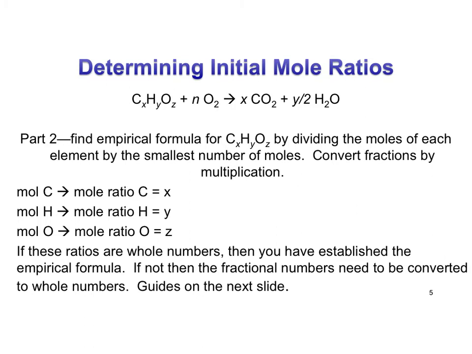Part 2 in the determination of the empirical formula is to determine the smallest whole number ratio of carbon, hydrogen, and oxygen, if present. This is accomplished by taking the smallest of the 2 or 3 moles and dividing each element's moles by that smallest number. This ensures that one of the elements has a whole number of 1.